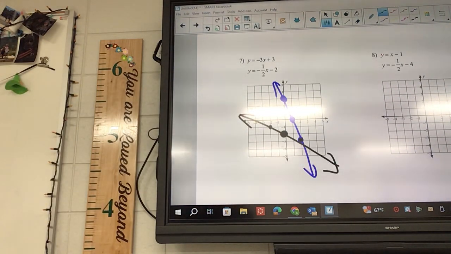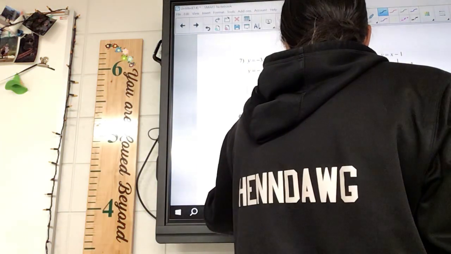Okay, take a second, write down the intersection point for yourself. And again, that's the only way to learn, is just trial and error. Okay, what is that intersection point? 2, -3. Good job, Jaden.